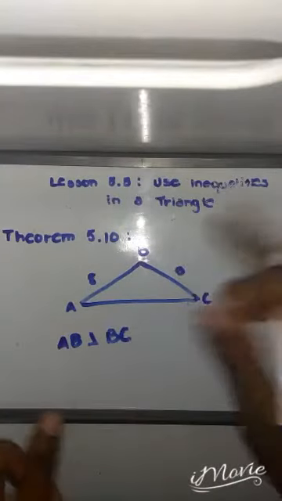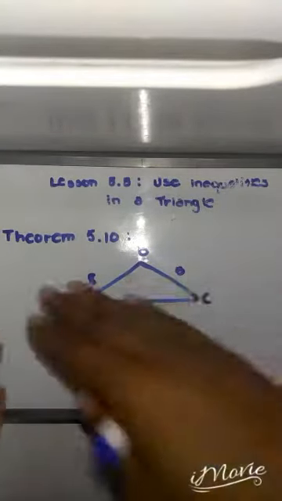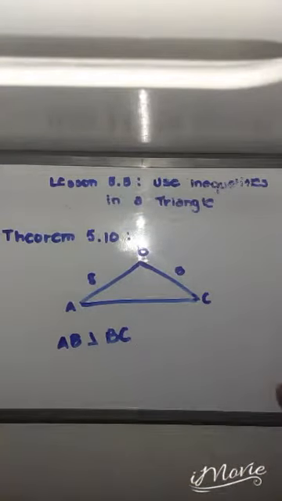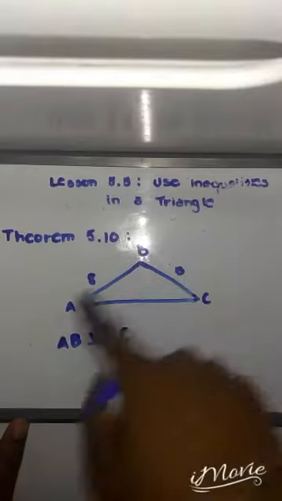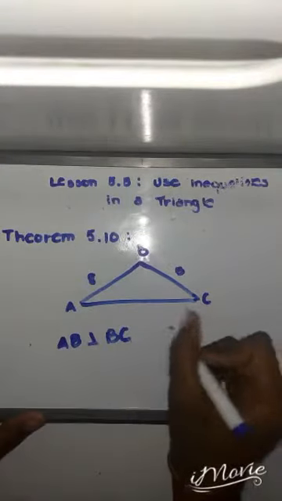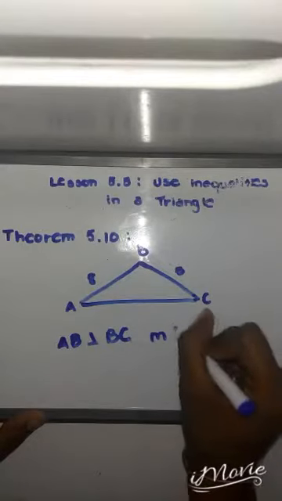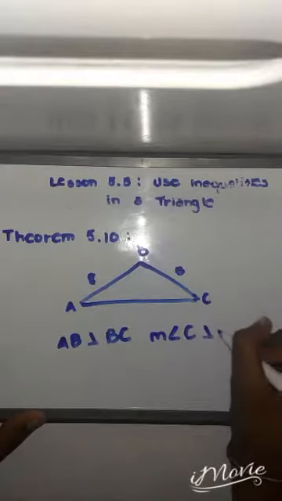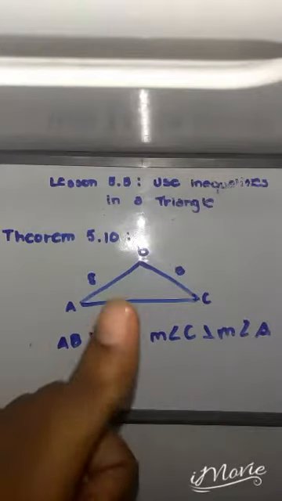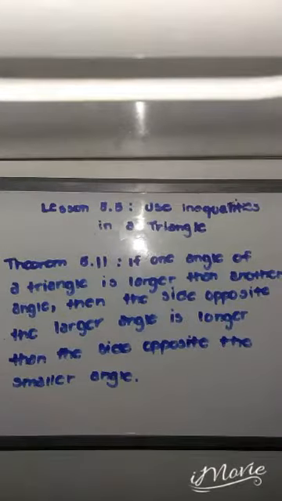Because AB is greater than BC, the angle opposite AB is greater than the angle opposite BC. In this case, angle C is opposite of AB, and angle A is opposite of BC. So that means the measurement of angle C is greater than the measurement of angle A. Got it? Good.